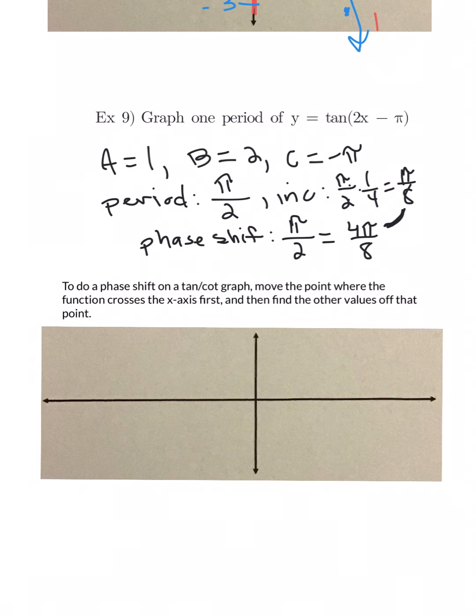When you need to do a phase shift on a tangent or a cotangent graph, you move the point where the basic function crosses the x-axis first, and then you find the other values off of that new point. Because this is a tangent function, the basic graph crosses at 0, 0. So instead of crossing at 0, this function, because of the phase shift, will now cross at pi over 2.